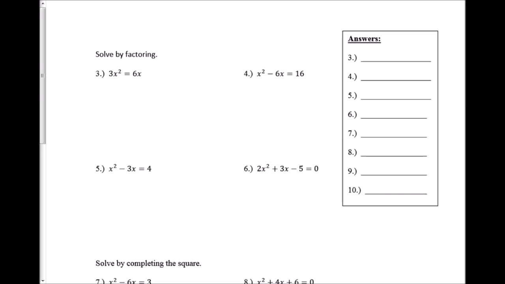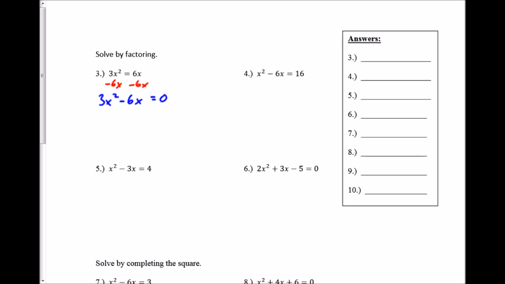All right, when we're solving by factoring, we want to use our zero factor property. So the zero factor property basically says I need 0 and I need to factor. So for this first one, I don't have 0, so I have to subtract the 6x from each side. And I should always try factoring first whenever I'm solving.